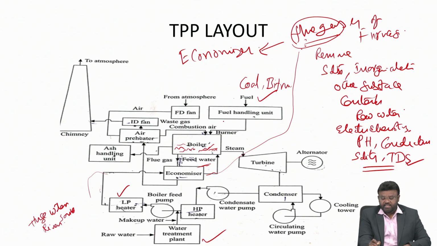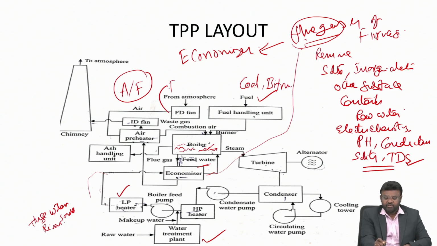So after firing this, or after making combustion, one more important thing is this combustion deals with the supply of air also, because air and fuel both are to be controlled in a proportion in order to get combustion. That's why another unit is FD fan. This is nothing but forced draft fan.